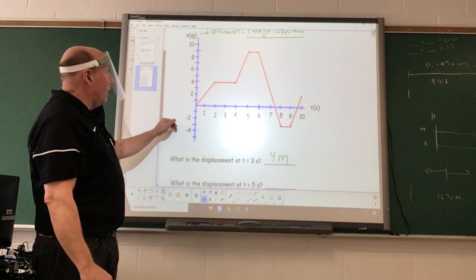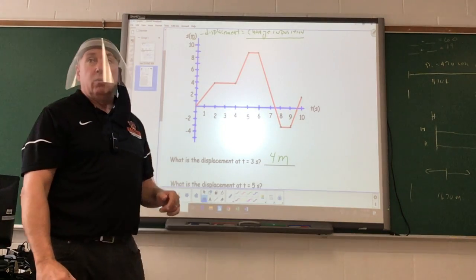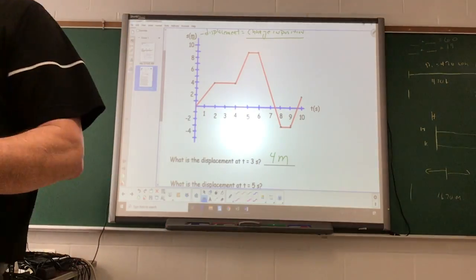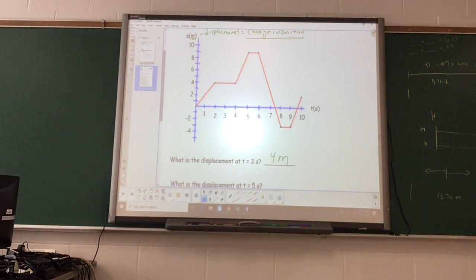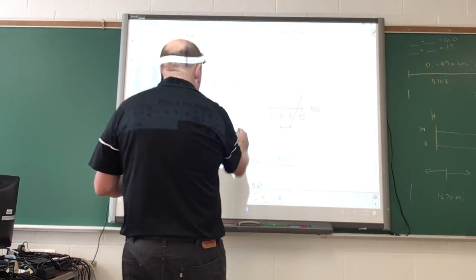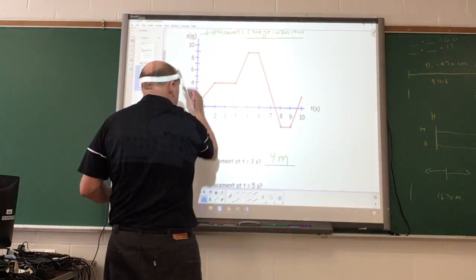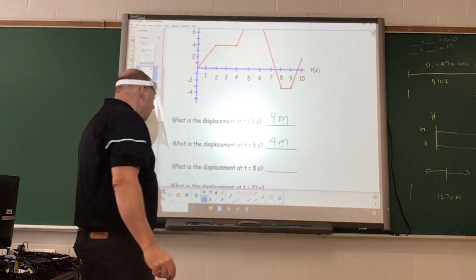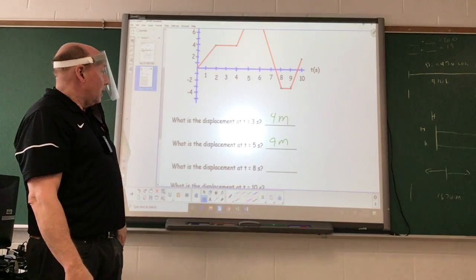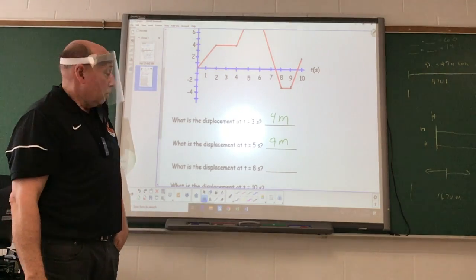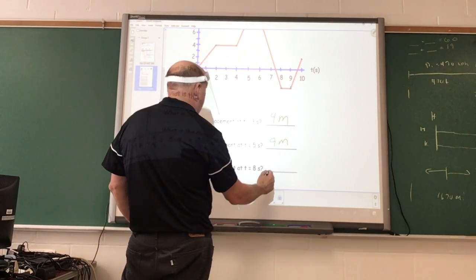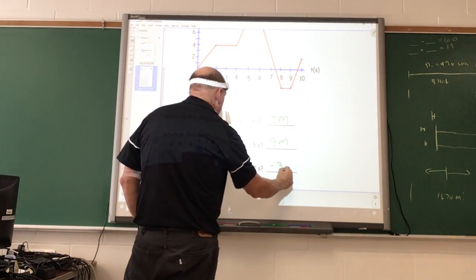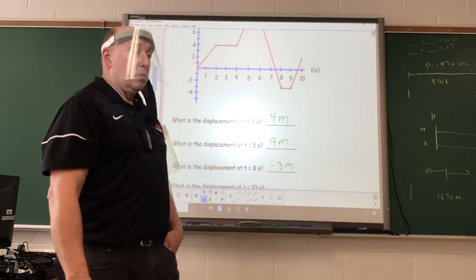What's our displacement after 5 seconds, or at 5 seconds? Okay, this is not difficult here, we're just reading a graph. Displacement in 5 seconds would be what? Tess? 9 meters. So I go up, I'm at 9 meters. What is the displacement after 8 seconds? When t equals 8? Jordan? -3 meters. Okay, make sure you get the meters.